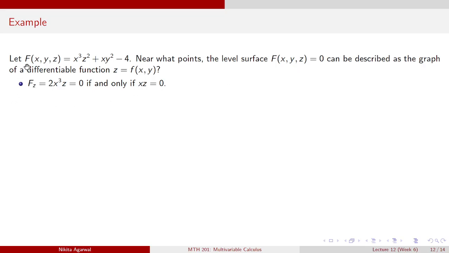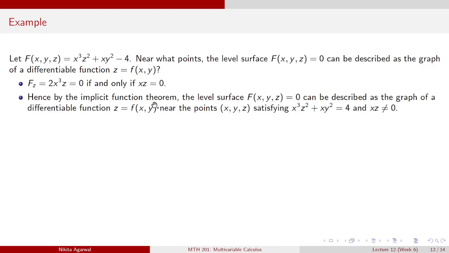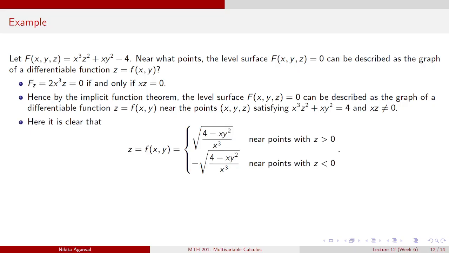So what is the partial derivative of F with respect to z? z only appears in the first term, so you get 2x cubed z. When is this 0? This is 0 when either x or z is 0, so this is 0 if and only if xz is 0. Hence, by the implicit function theorem, the level surface F can be described as the graph of a differentiable function z near the points x, y, z which satisfy this level surface and where xz is non-zero, because xz non-zero is a requirement for the implicit function theorem.